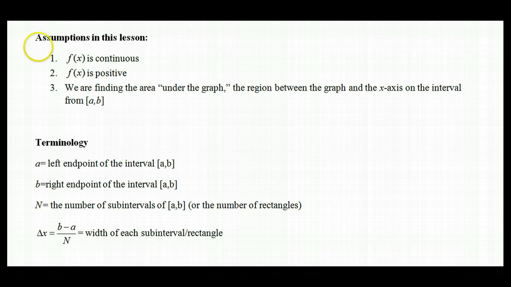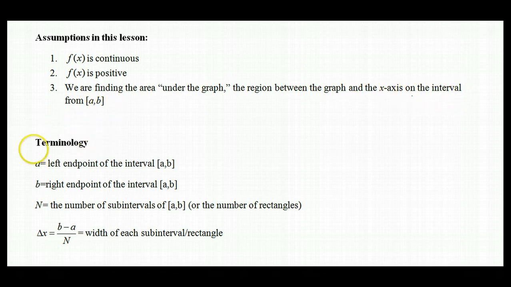Before we begin, we're going to make some assumptions in this particular lesson. The first assumption is that the functions that we're dealing with are going to be continuous. The next assumption is that the function is always positive. So let's remind ourselves what that means. A function is positive when it is above the x-axis. And then finally, we're assuming that we're trying to find the area under the graph. By that we mean the region between the graph and the x-axis on the interval from A to B.